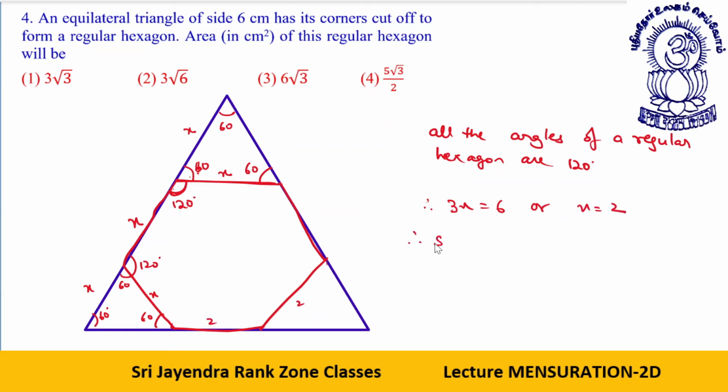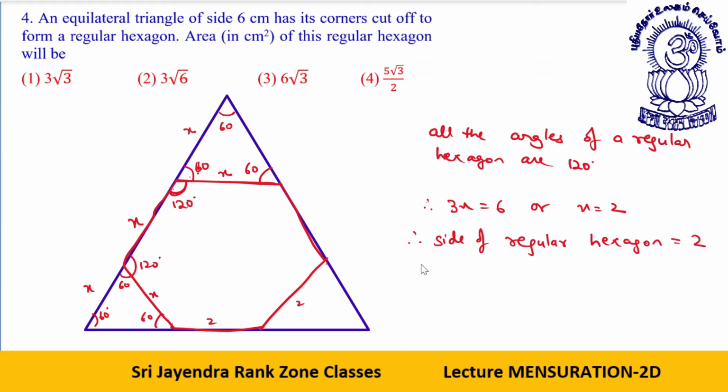Therefore, side of regular hexagon... I don't know what has happened to me. I'm consistently writing the spelling of regular wrong. Side of regular hexagon is equal to 2.